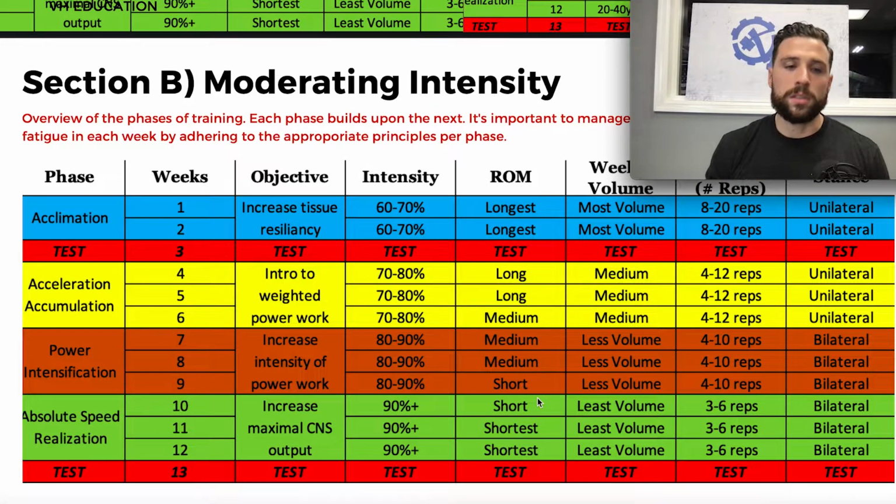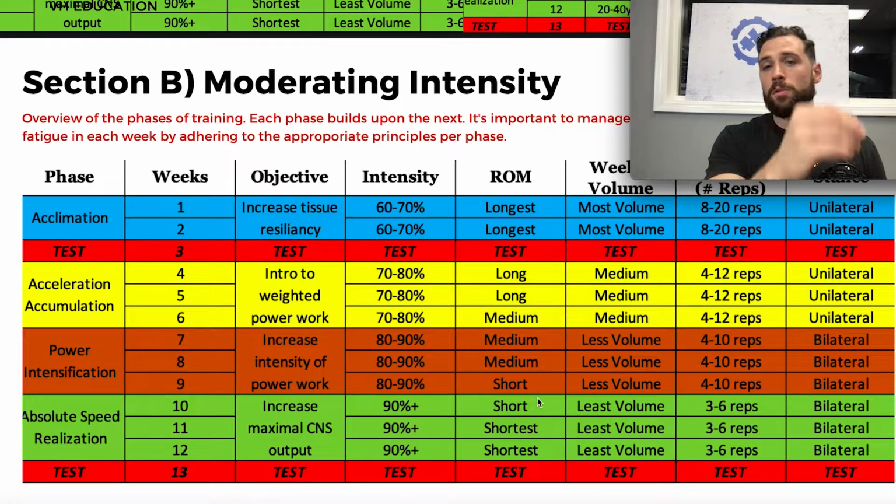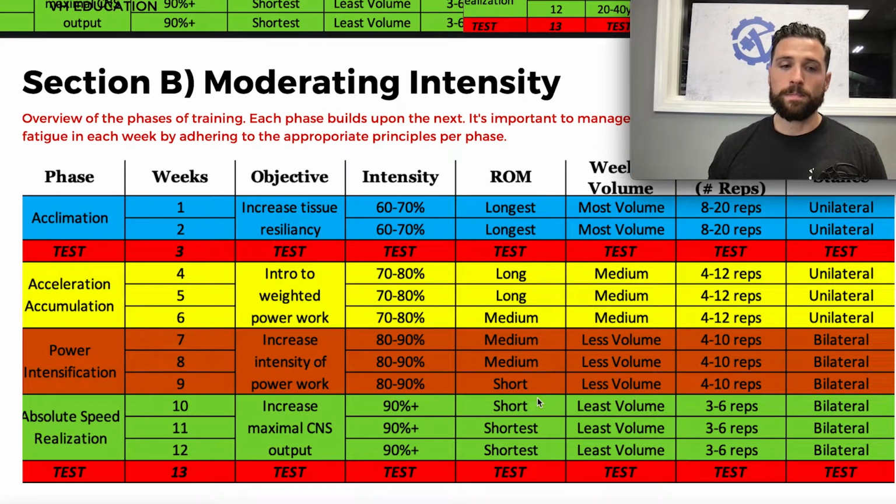Now when you see our transition to power intensification, the next 3 weeks, we're really increasing the intensity of our power work. Intensity is going to improve with our speed, our power, and our strength. Our ranges of motion are decreasing. Now we're trying to get rid of volume to help mitigate fatigue. Our density is going down. But like we talked about before, now we want to utilize bilateral movements to help match what is being experienced from a sprinting and power standpoint.